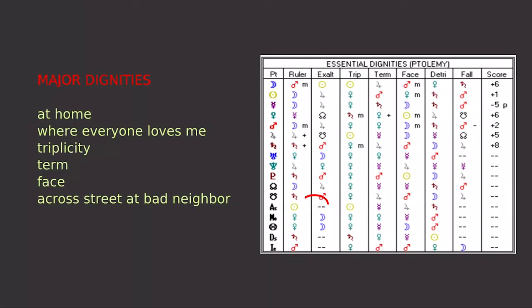So let's see. So the next thing we have, again, so we've covered ruler, which is your house. We've covered exalted, which is where everyone loves you. And that's going to be a different place. Now, usually it's going to be a +5 if you're in the ruler and a +5 if you're exalted. Obviously, these are mutually exclusive. If you're in an exalted place, you're not going to be in the ruler as well. So these are different.